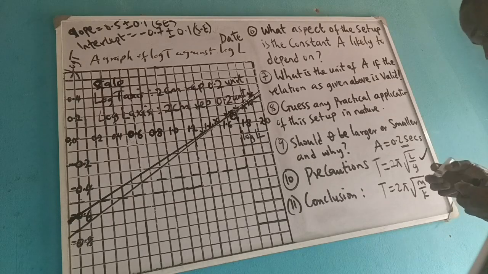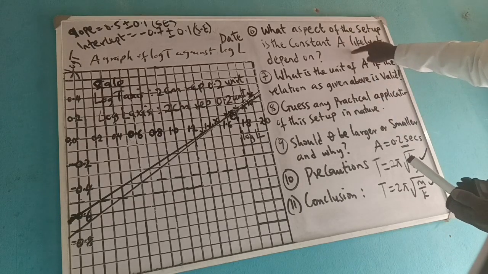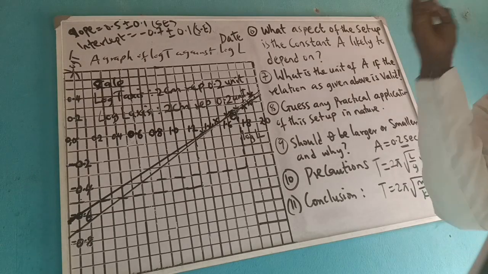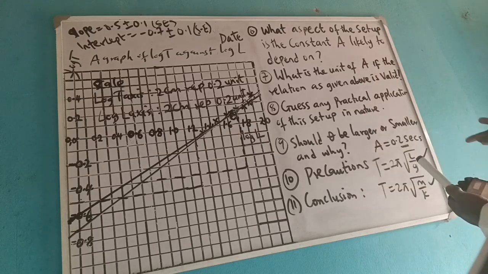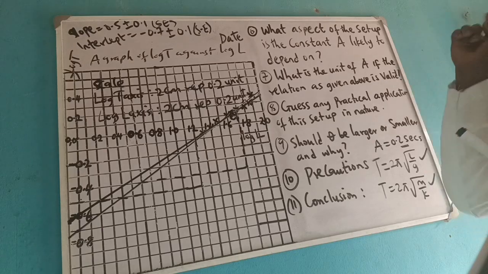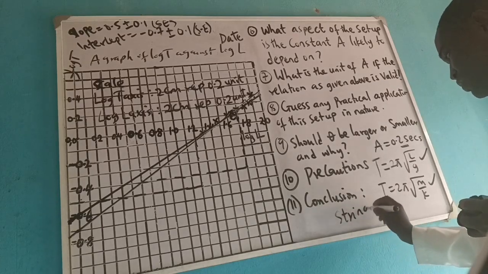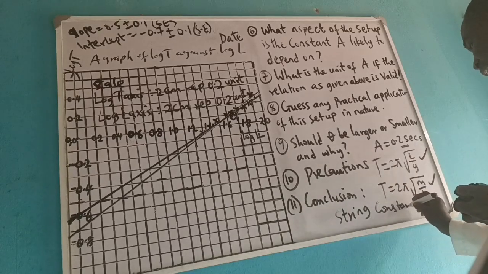So what aspect of the setup is the constant A likely to depend on? Constant A is likely to depend on the length of the thread. It also depends on acceleration due to gravity. It also depends on the mass of the ruler. It also depends on the strength constant. Let me write it: strength constant. Please don't forget that.